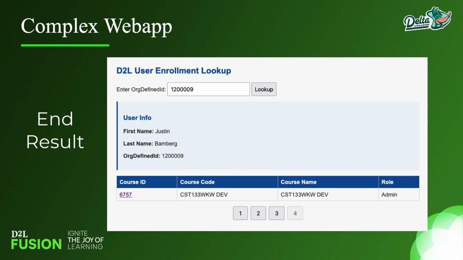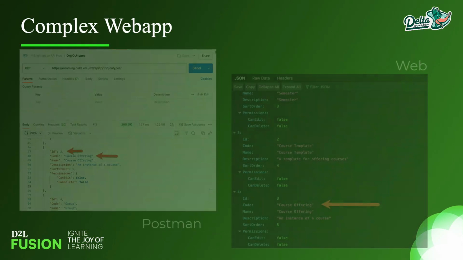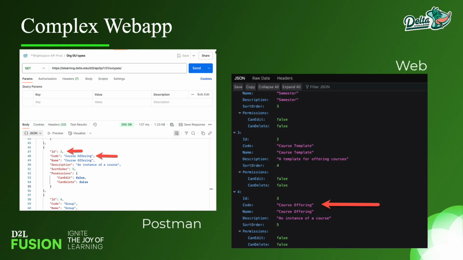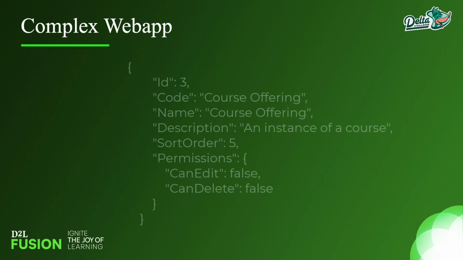I don't want to see the main org listed or any of the groups that I'm enrolled in, just the course offerings. There's a couple of ways to get the ID number of a course offering. In Postman or on the web, you can run the OU types API call. This will give you back a block of JSON. All you need to do is look for something that looks like this. For our organization, course offering is listed as an ID of 3.